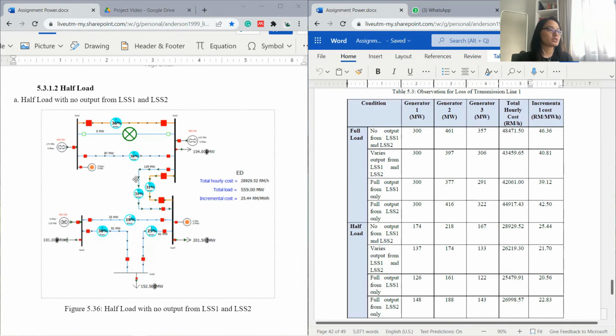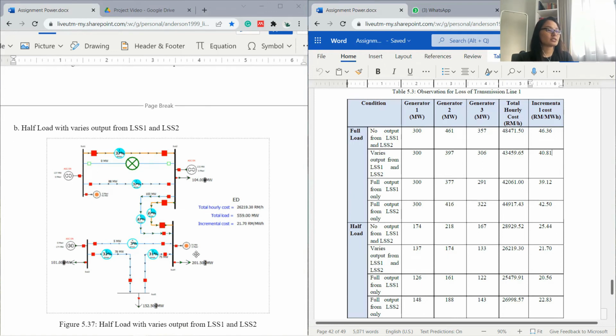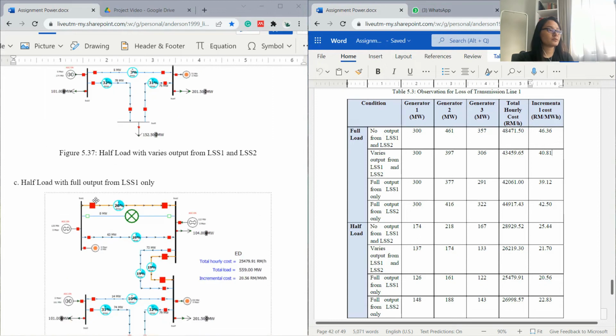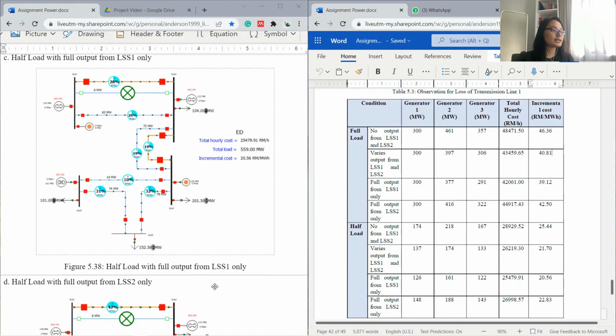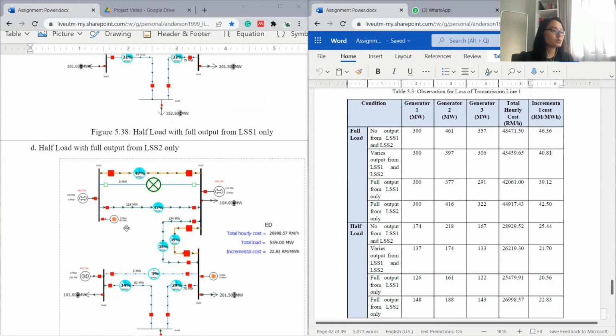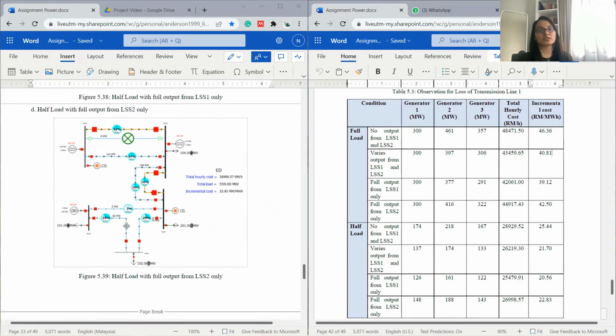Allow me to show you that this is the half load with no output from LSS1 and LSS2. This one is the various output, the same, we set LSS1 to be 75 megawatt, while LSS2 is 40 megawatt. This is the full output only from LSS1, that is 150 megawatt. Lastly, full output from LSS2 with 80 megawatt. As a conclusion to this part, generally the addition of transmission line doesn't affect the result, and it is just meant to control the overload.